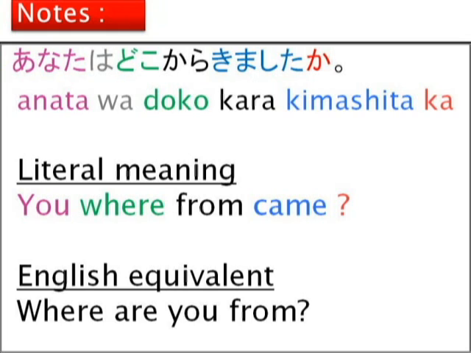Now, 来ました is derived from the verb kuru, which means to come. But what you're seeing is the past tense masu form of the verb. And finally we have ka. This is a question marker. When we look at the literal meaning, we're saying you, where from, came. Now, when we reverse the order to get the correct English equivalent, we get where are you from? Or more specifically, where did you come from?